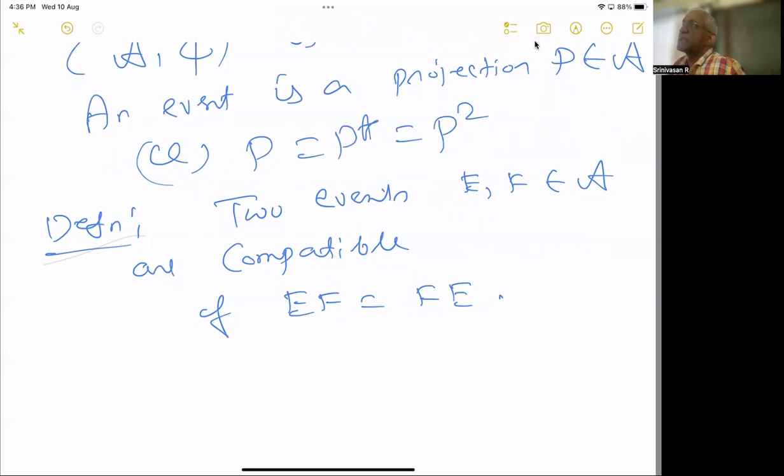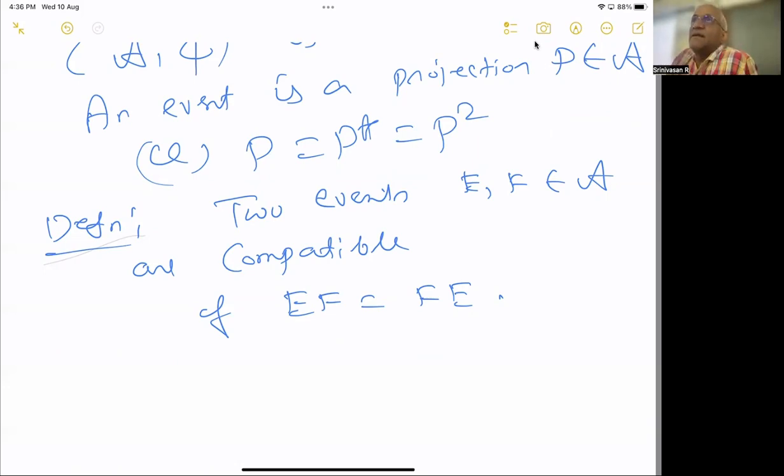But why is EF star EF? No, no. E star, EF star is equal to FE. So it says that EF equals FE. That is, EF is self-adjoint. That is not true unless they commute. EF is self-adjoint if and only if they commute. That means it's also a projection. EF square, if you compute, will be EF.